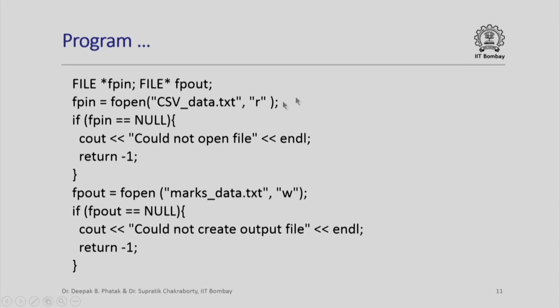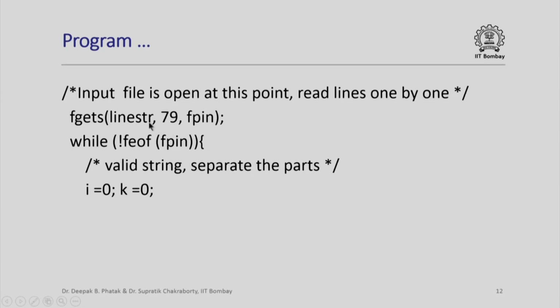This is the standard protocol that we have to follow while handling any external files, namely define file pointers, open the appropriate files and associate them with the file pointers, and in case you get a null pointer, print an error message and get out. The input file is now open at this point. So, as per our program logic, we have to read lines one by one. Before setting up the loop, we first read the first line.